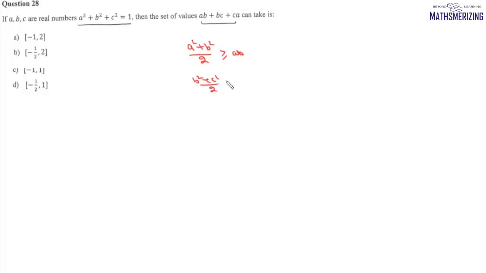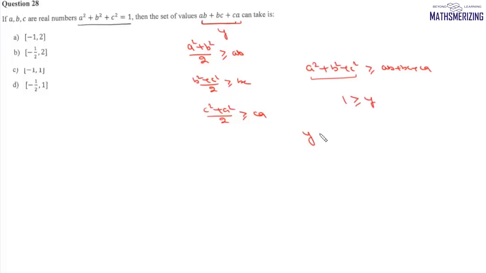b square plus c square by 2 is always greater than or equal to bc, and c square plus a square by 2 is always greater than or equal to ca. Now we'll add all of them. Then we can write a square plus b square plus c square is always greater than or equal to ab plus bc plus ca, which is this expression, and say this is y. So from here we can say a square plus b square plus c square, which is 1, is greater than or equal to y. So the value of y is always less than or equal to 1.